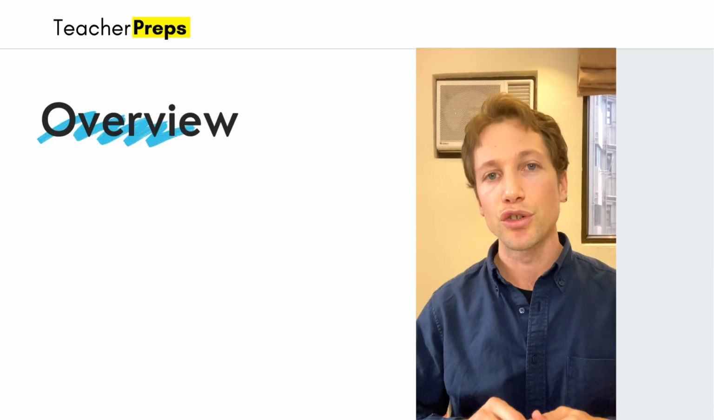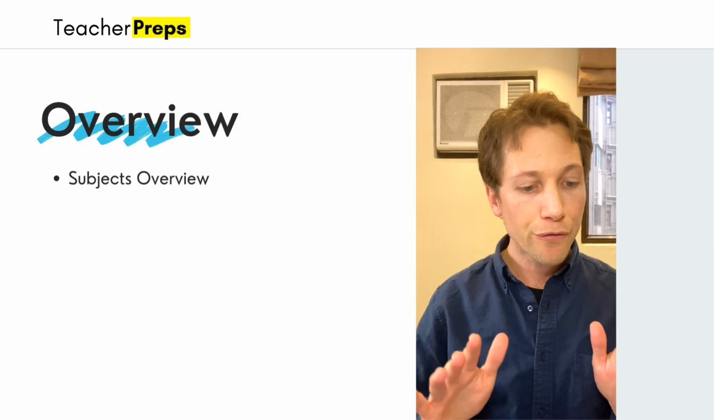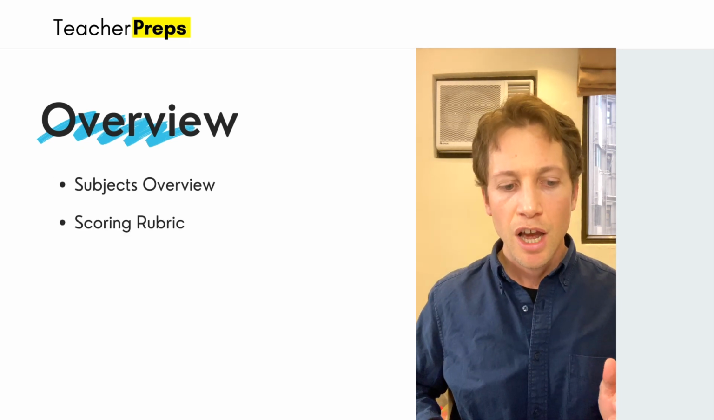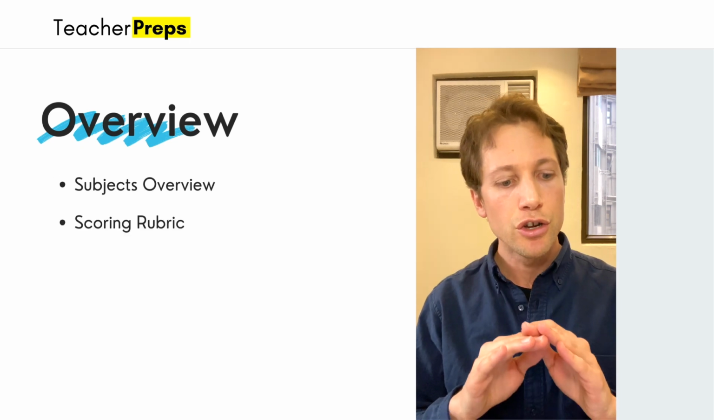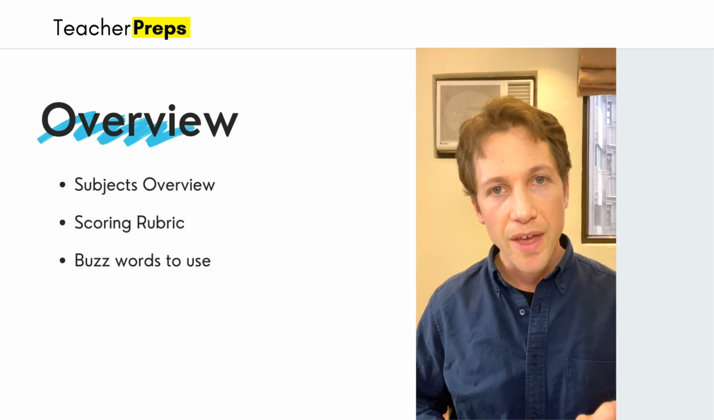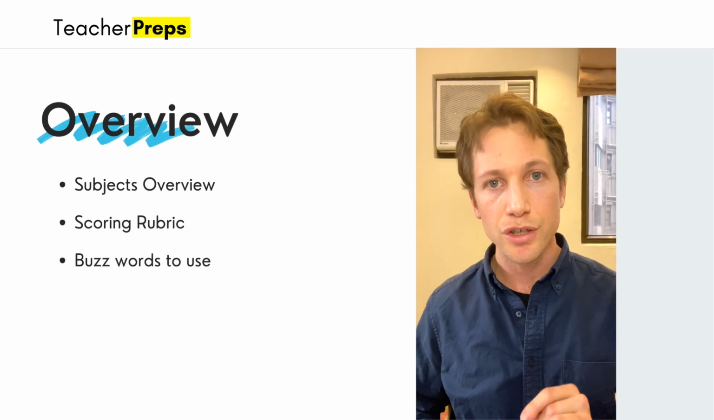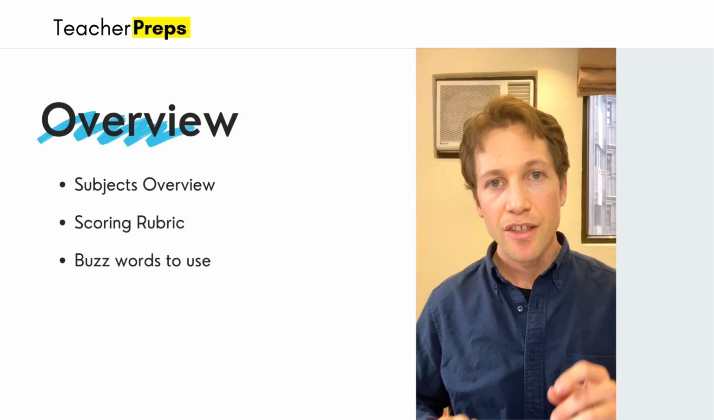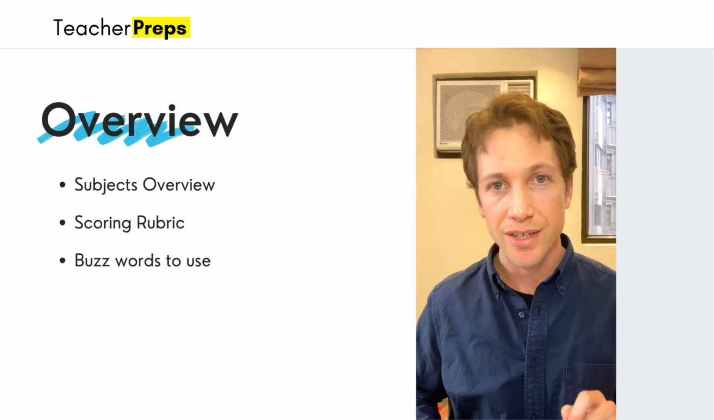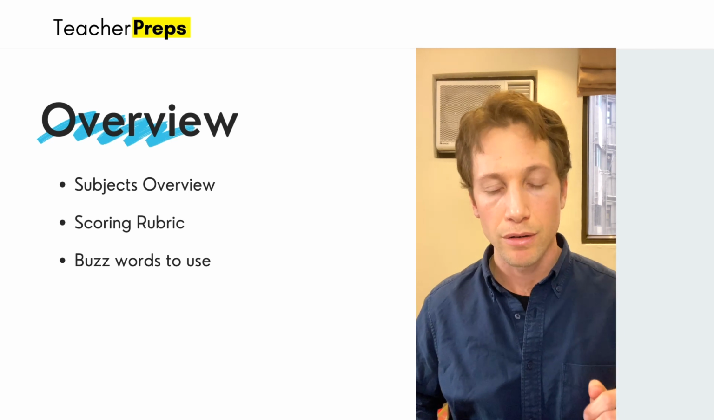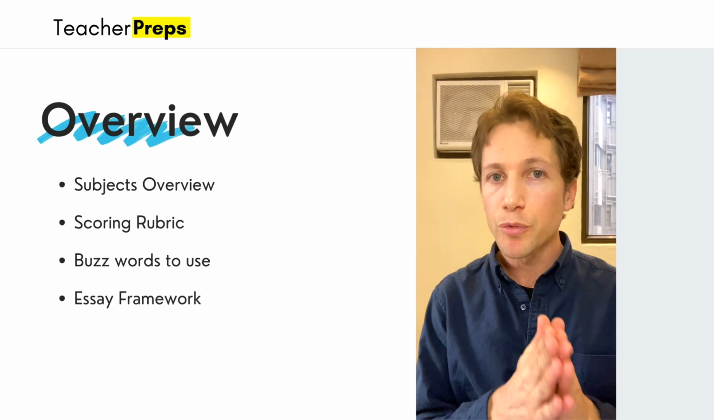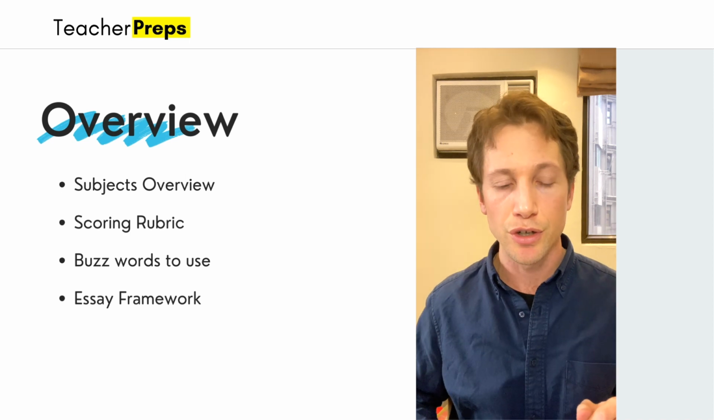This lesson includes a total of 6 parts. We're going to first start with the subject's overview. What is subtest 1, 2, and 3? And we're going to move to mastering your scoring rubric. And then I'm going to teach you buzzwords to use for subtest 1, 2, and 3, each domain, that you can plug right into your essays in order to get a higher score. And then I want to teach you my 5-step framework that helped me pass, and I know it can do the same for you too.